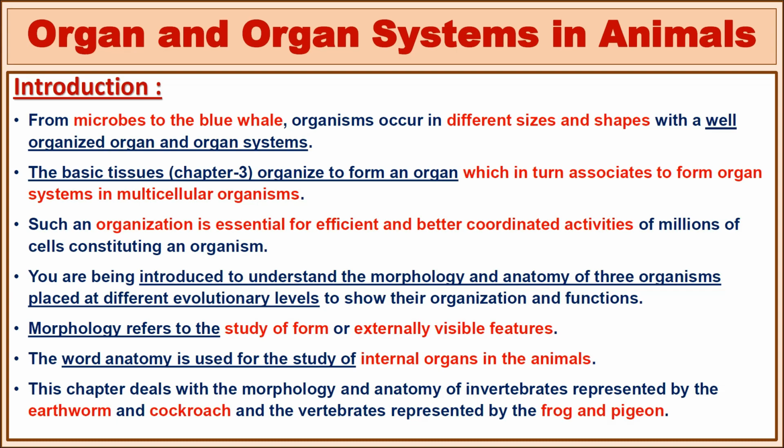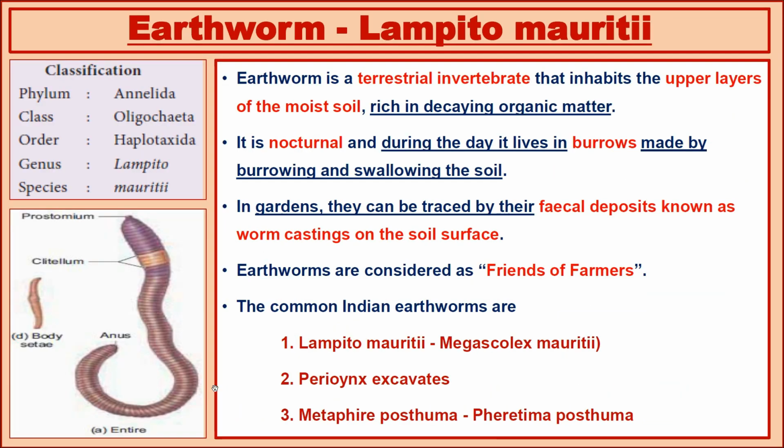Morphology refers to the study of forms, their external visible features. So when we learn about the external visible feature of an organism, it is called morphology. And what is anatomy? Anatomy refers to the study of internal organs of an organism. Now we shall learn about earthworm first.